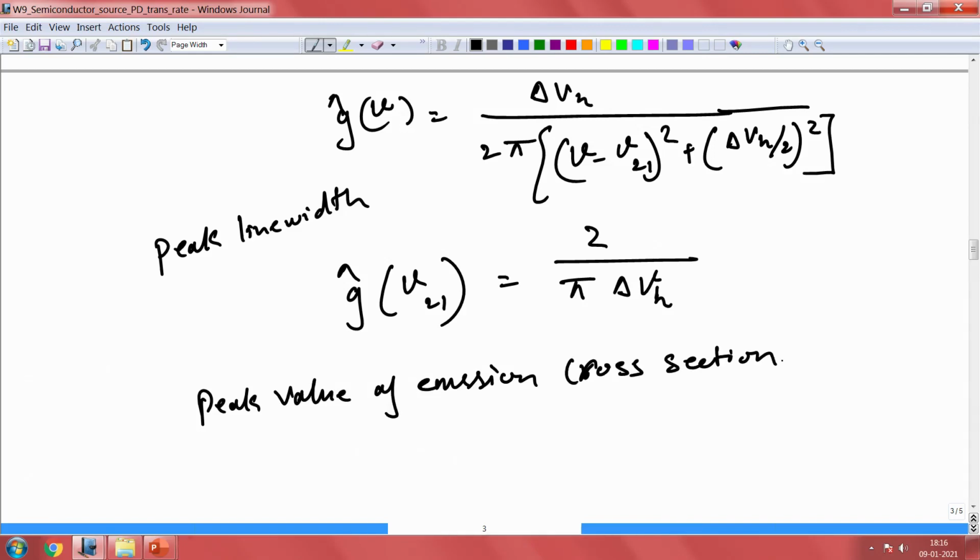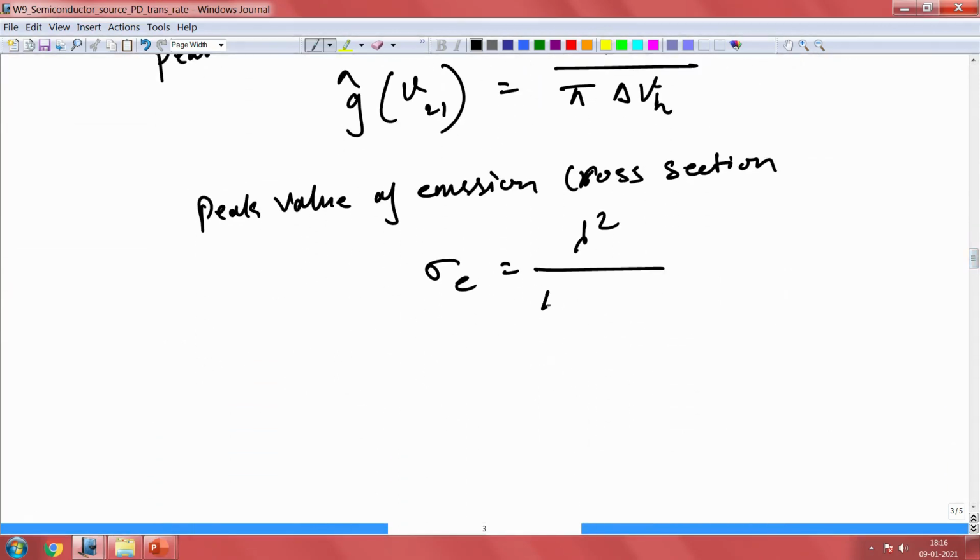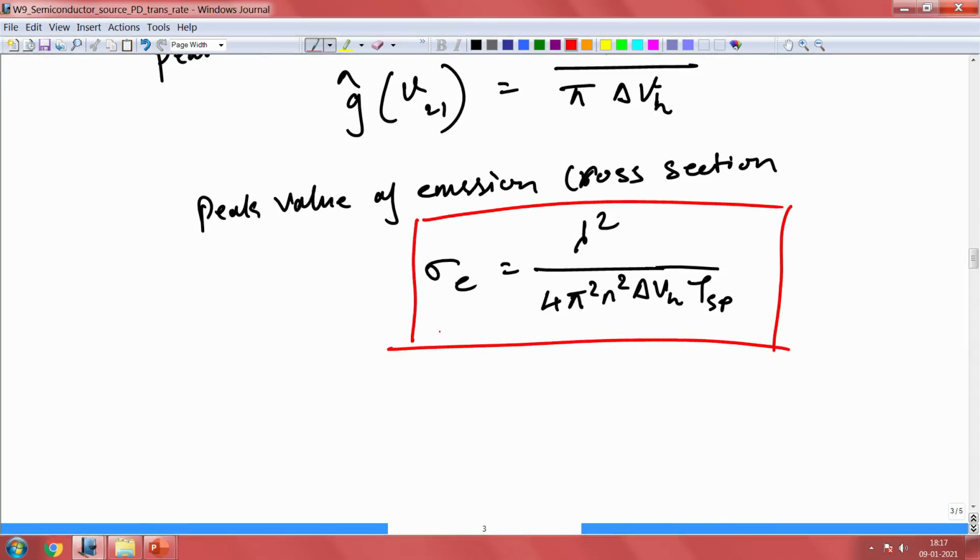The peak value of the emission cross section is given by substituting this. That is all I am going to do: substitute this there, and you will get our peak value of the cross section at the central wavelength lambda, at this particular wavelength in the spectrum. So, what is your peak emission cross section? These are all the factors that are related to the material now.